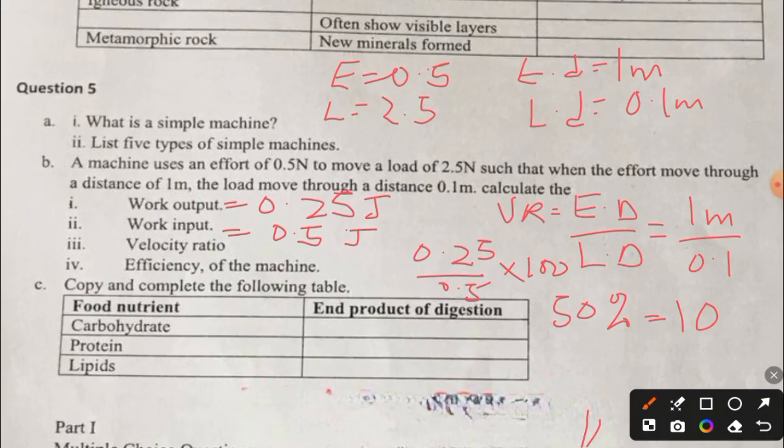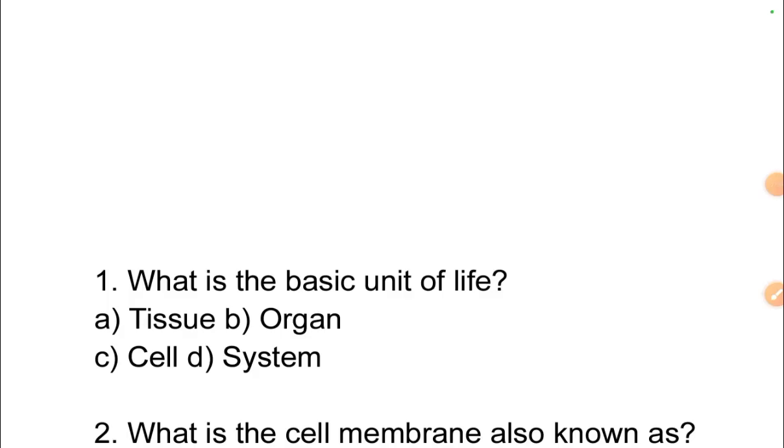Alright. So the last table here, food nutrients, and then the end product of digestion. End product of digestion of carbohydrates is what? Glucose. The end product of protein is amino acid. The end product of lipid is fatty acid and glycerol.